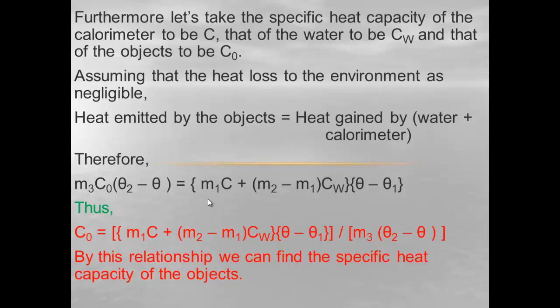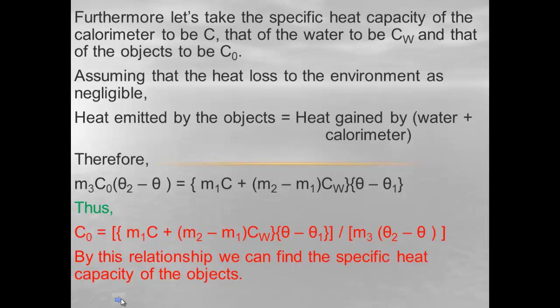Actually you have been given the masses, so you can find the mass m1, you can find the mass m2, so you can find m2 minus m1, and you can find the mass m3. Also you can find the values of theta2, theta1 and theta. However, you don't know the value of C0, so C0 is the value that you can find here. You can isolate C0 like this by dividing both sides by m3 times theta2 minus theta. By this relationship we can find the specific heat capacity of the objects.